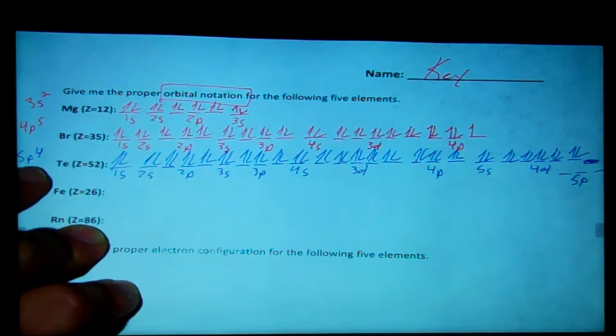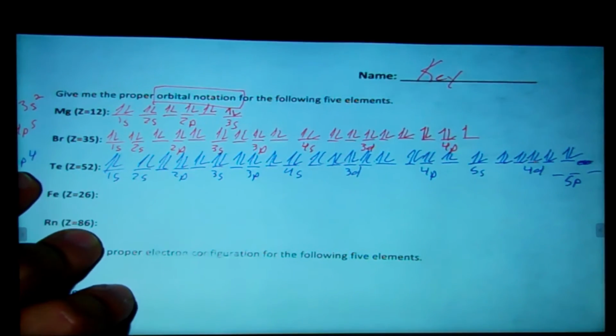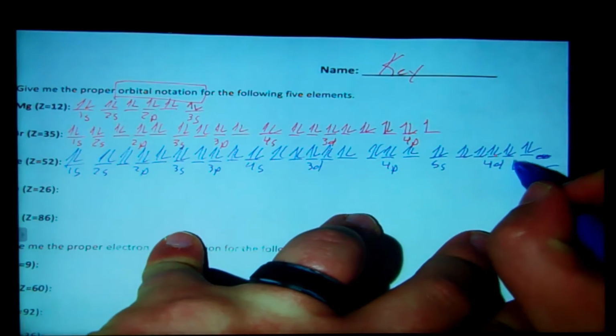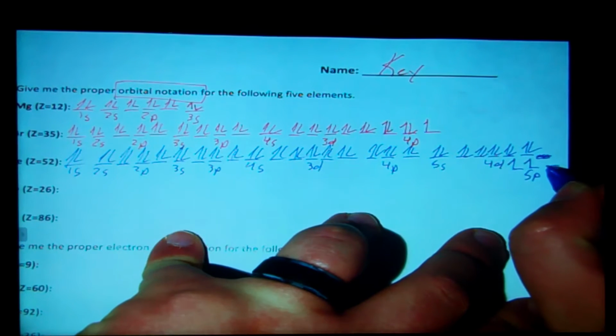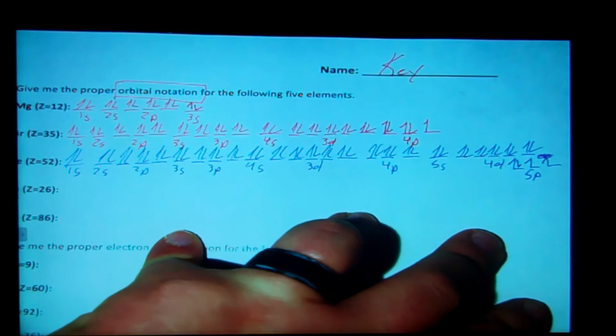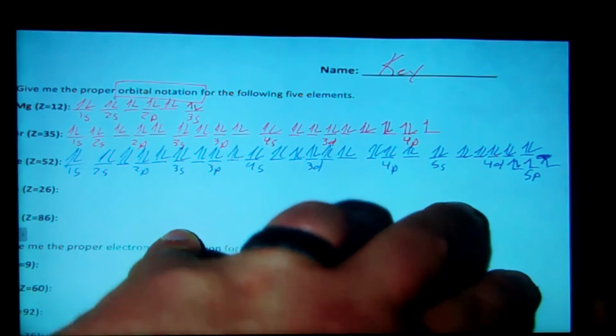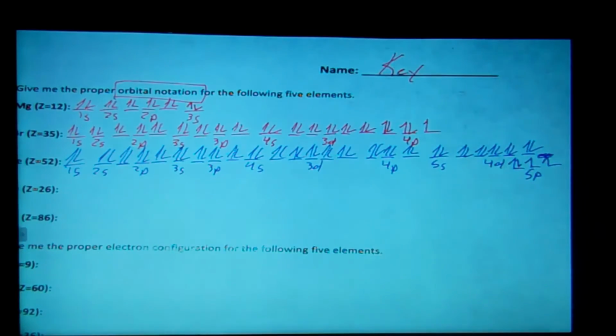Now here's the important thing, 5p4, and this is where I'm going to be able to check and make sure you're following your rules. Hund's rule, I got 4 electrons. That's 1 up, 1 up, 1 up, then 1 down. Some people will make a mistake and put 2 here, then 2 there. Don't do that. Don't be the person that makes that mistake. Alright, so let's go to the next one.